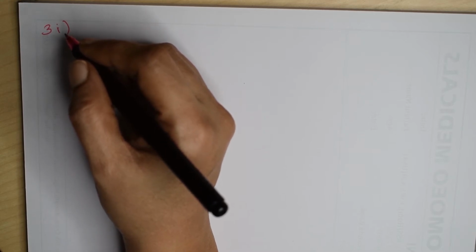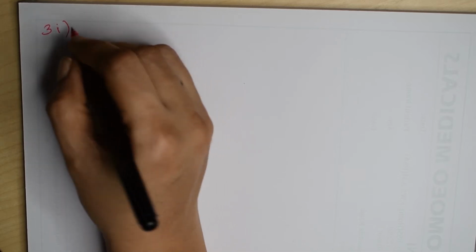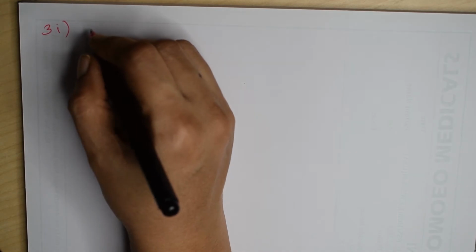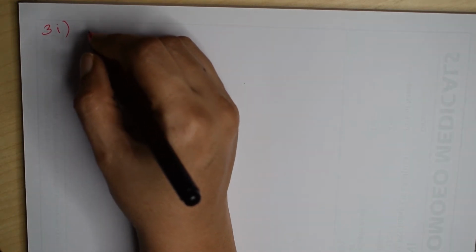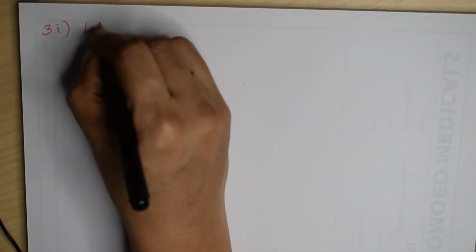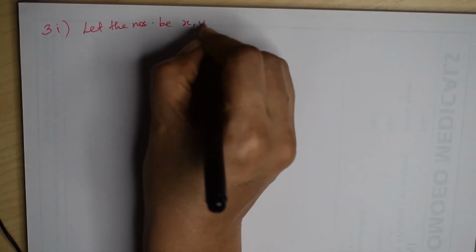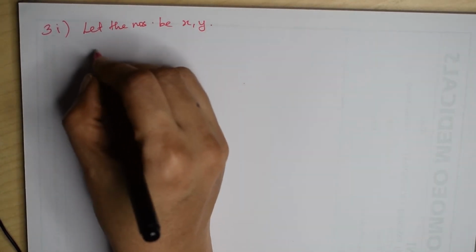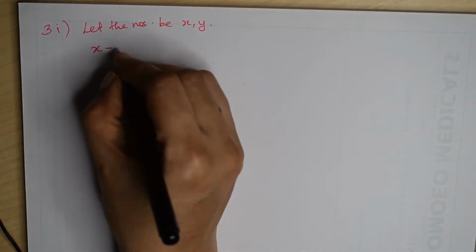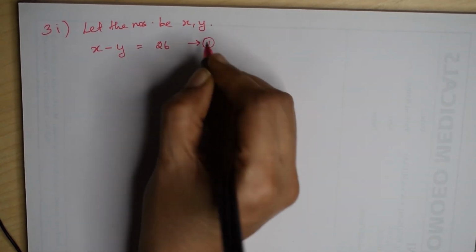The difference between two numbers is 26. So we have to consider the two numbers to be x and y. So let the numbers be x and y. So the difference between the two numbers, the equation is x minus y. So x minus y is equal to 26. This becomes the first equation.